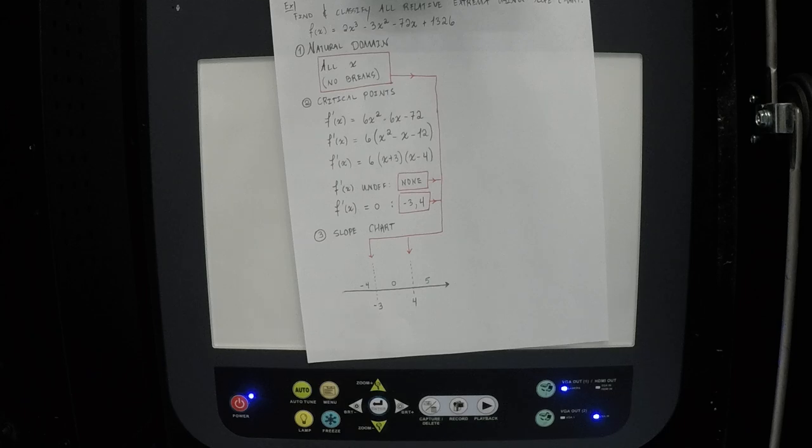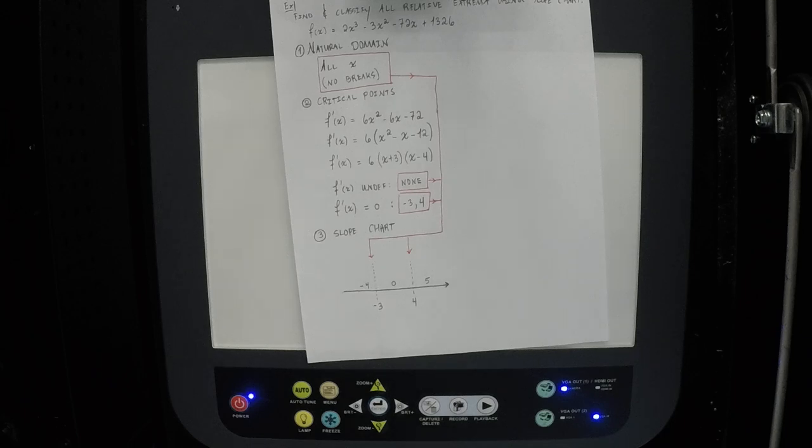What if we were plugging into the second derivative? What would we be making? I'm fishing for something that starts with C. Concavity. If we were doing this procedure with the second derivative, we'd be making a concavity chart. We're making a slope chart. That's why we have to use the first derivative. That's why we plug in there.